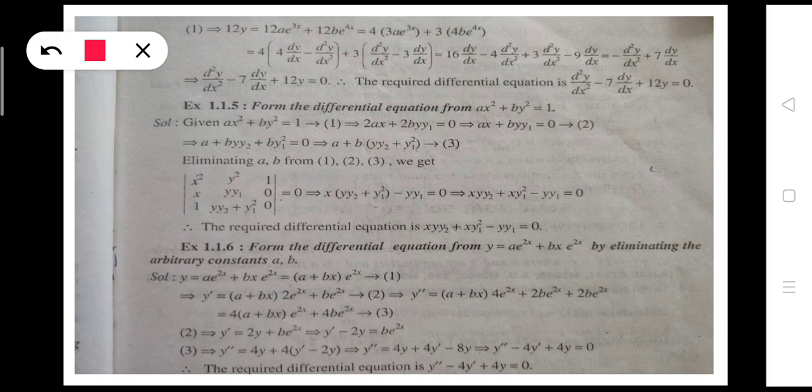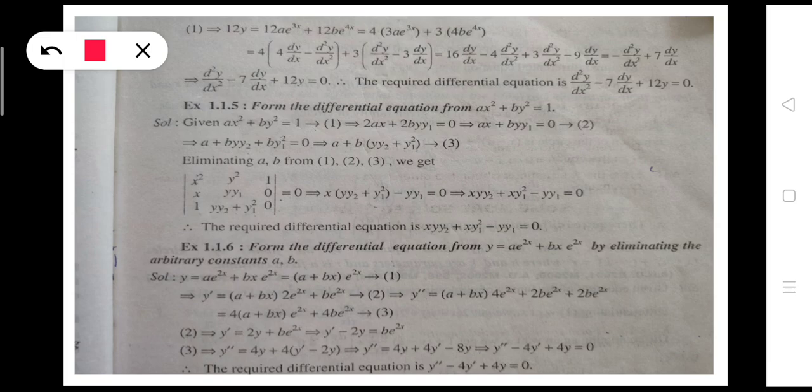Form the differential equation from y is equal to a plus bx into e power 2x by eliminating the arbitrary constants a, b. Now the given equation is y is equal to a plus bx into e power 2x. Now differentiate 1 with respect to x. We got the differentiation of y with respect to x, that is dy by dx. Dy by dx can be written as y dash. Y dash is equal to the derivative of the right side part, which is 2 into a plus bx into e power 2x, and now this is in u into v form, that is a plus bx into 2 e power 2x plus b into e power 2x. This is equation 2.